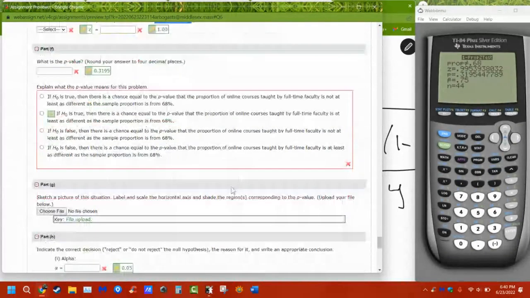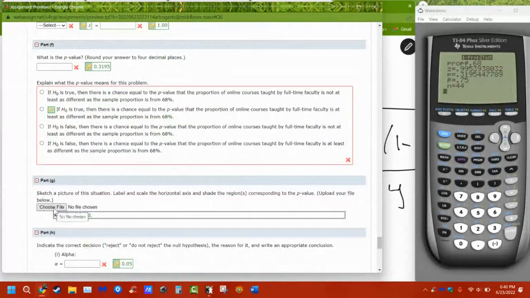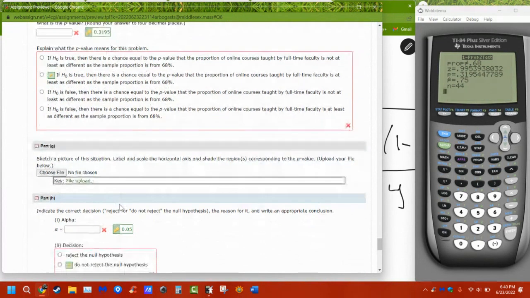Again, in this case, this choose file, put whatever you want. I don't think it corrects it. It might, I'm not sure. Put whatever picture makes you happy. Nobody's going to see it. So just grab a file and put it up there. Whatever you want. It doesn't matter.